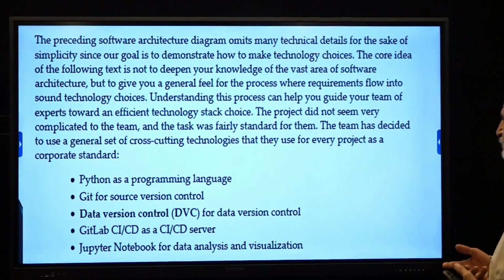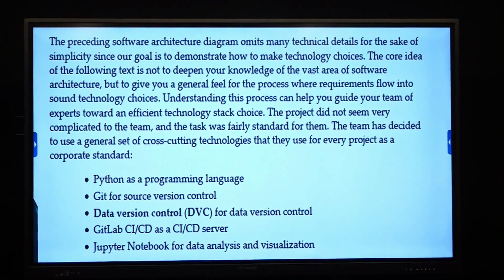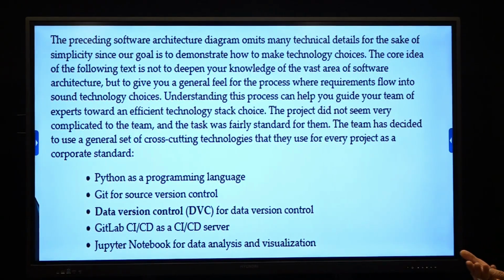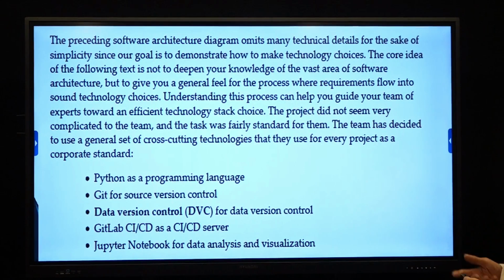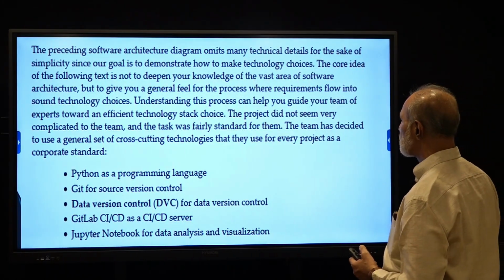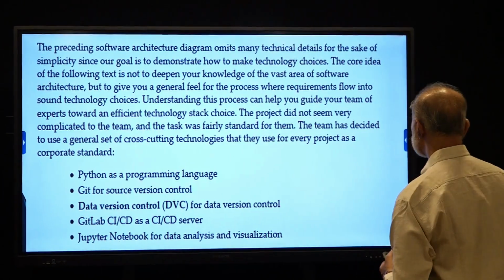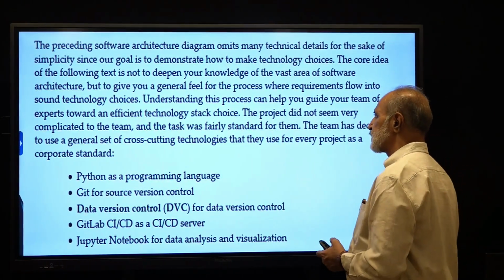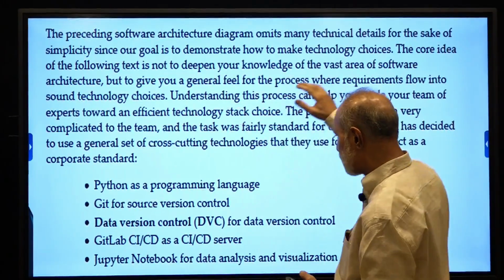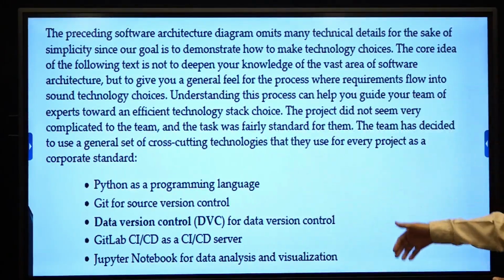The advantage of using a stack is that if one thing keeps on changing, or if I want to deploy something, I can go to the pipeline, change the code, and easily integrate them. The preceding software architecture diagram omits many technical details for the sake of clarity. The core idea of the following is not to deepen the knowledge about the vast area of software architecture, but to give a general idea.